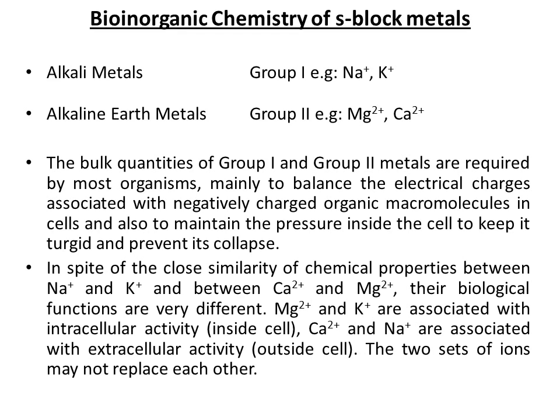metals, which are in group 1 of the periodic table, and the alkaline earth metals, which are group 2 of the periodic table. So the bulk quantities of group 1 and group 2 metals are required by most organisms, mainly to balance the electrical charges associated with negatively charged organic macromolecules in cells, and also to maintain the pressure inside the cell to keep it turgid or rigid and prevent it collapsing. So macromolecule just means a big molecule.